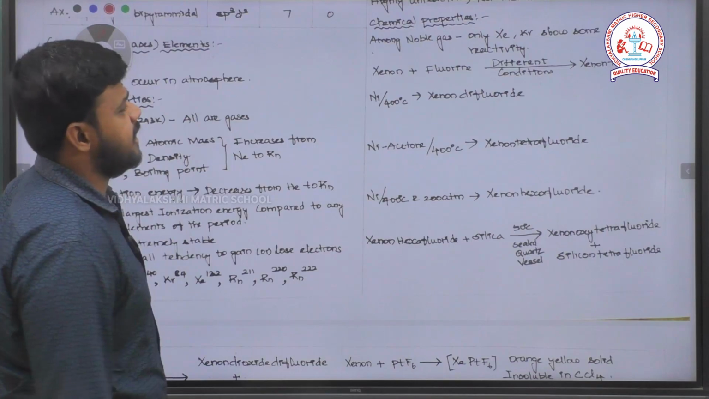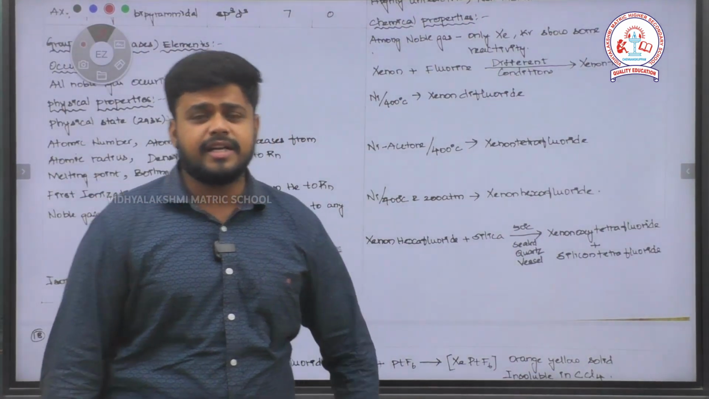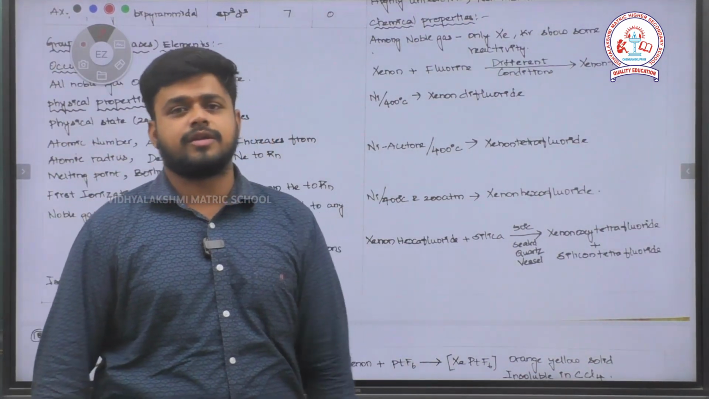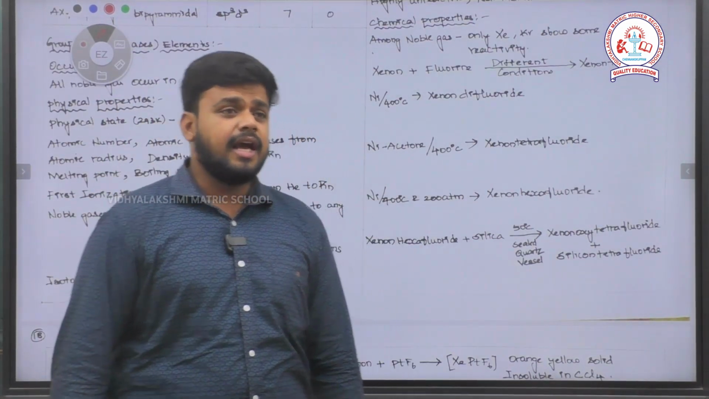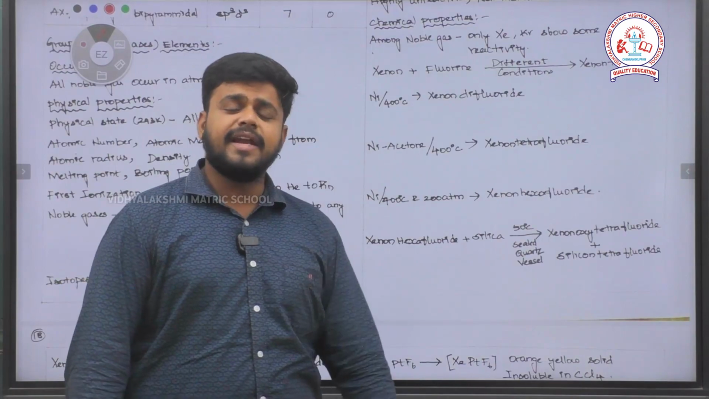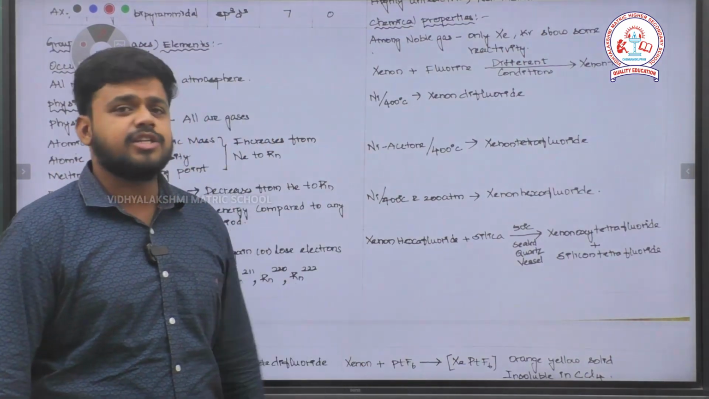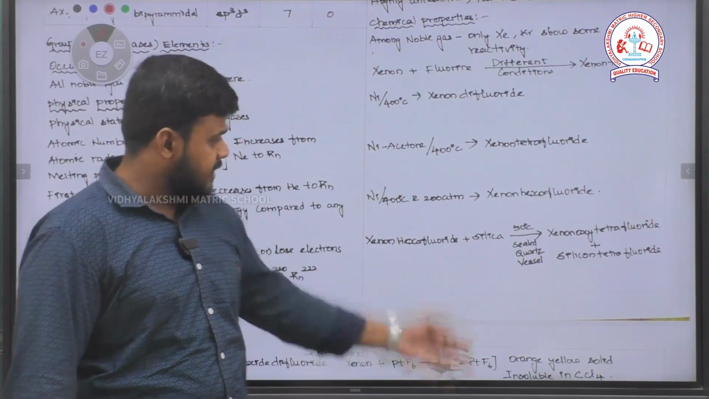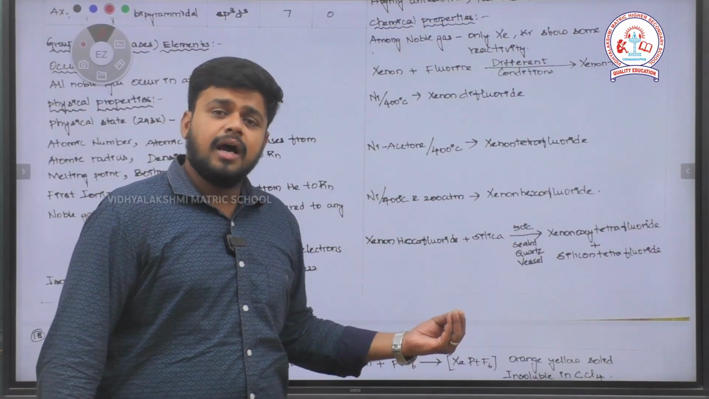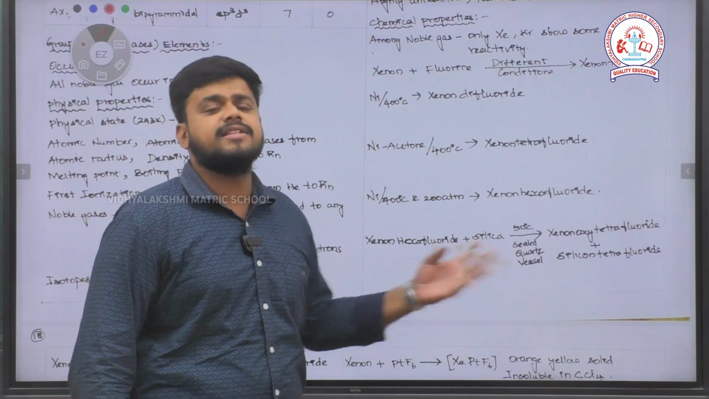Then chemical properties. Among the various elements of group 18, only krypton and xenon show some chemical reactivity. Xenon reacts with fluorine at different conditions, giving rise to different products. Firstly, xenon reacts with fluorine in the presence of nickel at 400 degrees Celsius, and you will get xenon difluoride. Under the same condition with acetone, you will get xenon tetrafluoride. Under the same condition at 200 atmospheric pressure, you will get xenon hexafluoride.